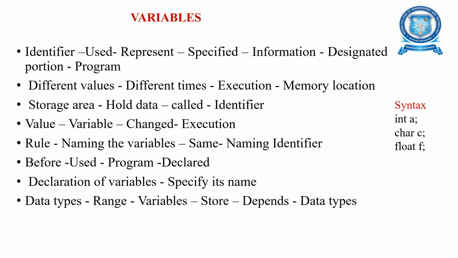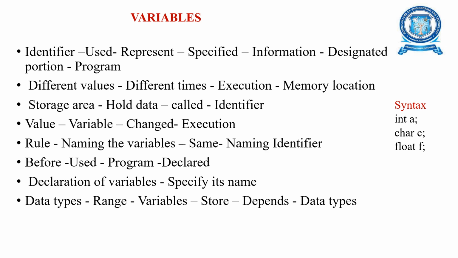Next are variables. A variable is an identifier that is used to represent some specific data type of information within a designated portion of the program. The variable may have different values at different times during execution, called a memory location. It contains a storage area to hold data. It is also called an identifier. The value of the variable can be changed during the execution. The rule for naming the variable is the same as for naming an identifier.